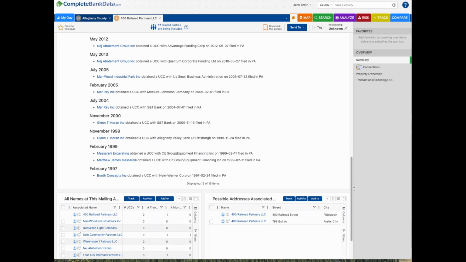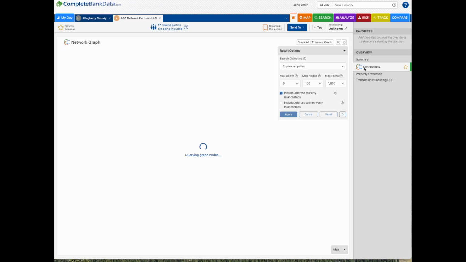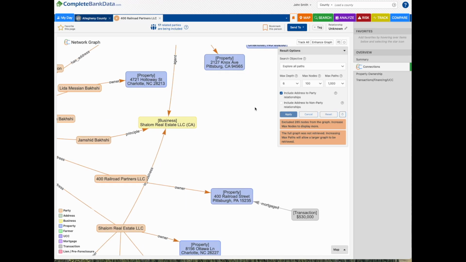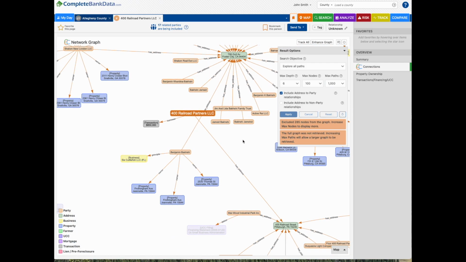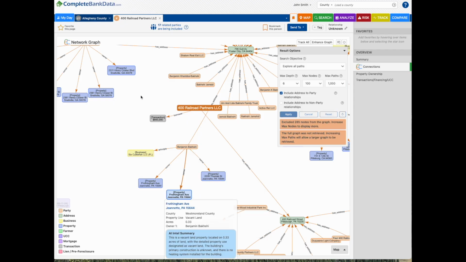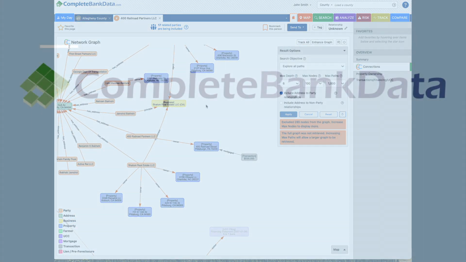And finally, we can see all of these things put together graphically through what we call a connections graph. This shows how all of the parties are related through what transactions and what property ownership, and in a couple seconds, you could understand exactly what is going on with any prospect in the US.